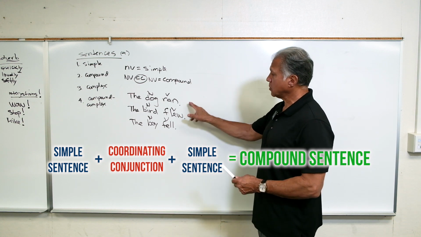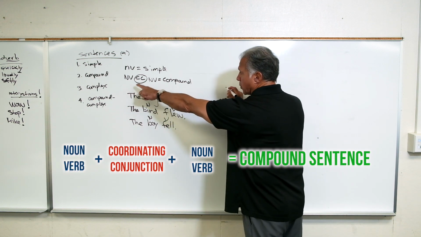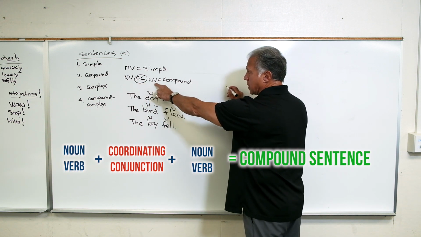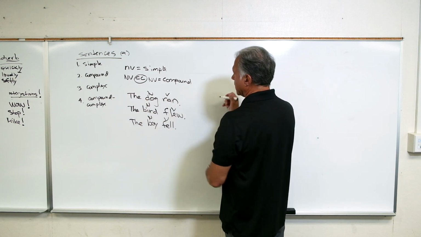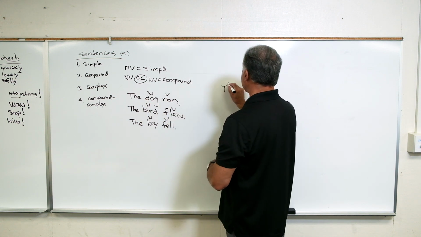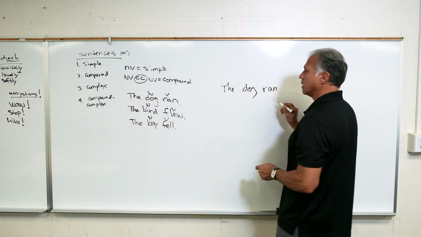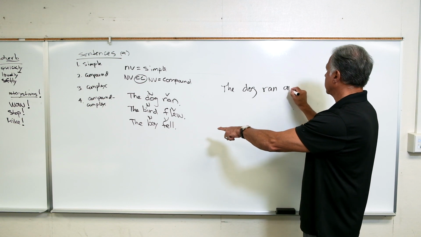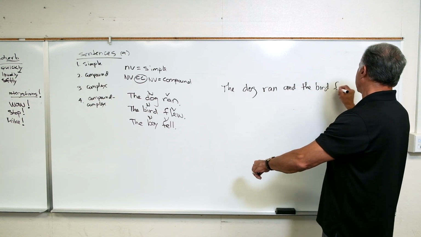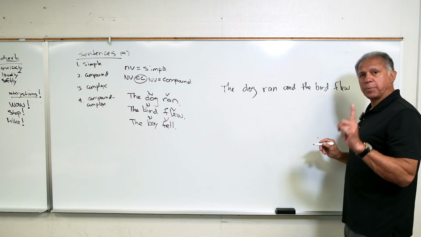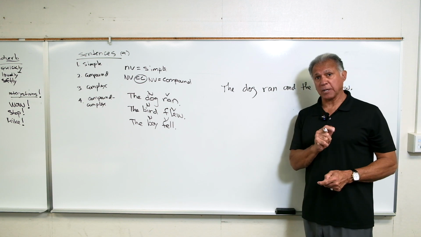So let's just take these two here. So a compound sentence is a noun and a verb with a coordinating conjunction and another noun and a verb. So we have two sentences. We're going to connect them. So we're going to say the dog ran and the bird flew. Period. Remember, every sentence must end with a period.